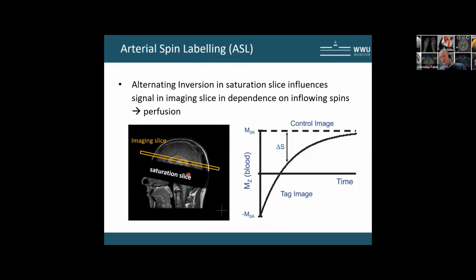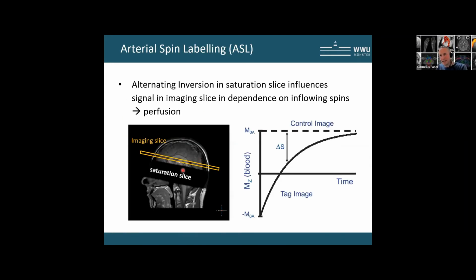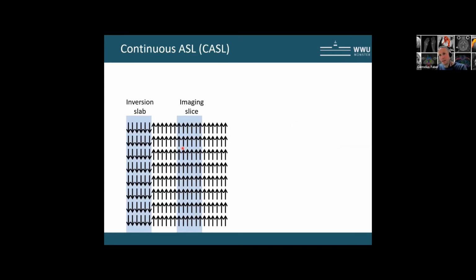And now if the saturation slice is not at the position at the imaging slice, there will be some time that the blood requires to flow up there, and then this will modify this relaxation. But we will look at that in detail now. Let's assume we have this imaging slice. So we have imaging slice and saturation slice. They don't have to be at the same position. The imaging slice is here. The inversion slice is here.